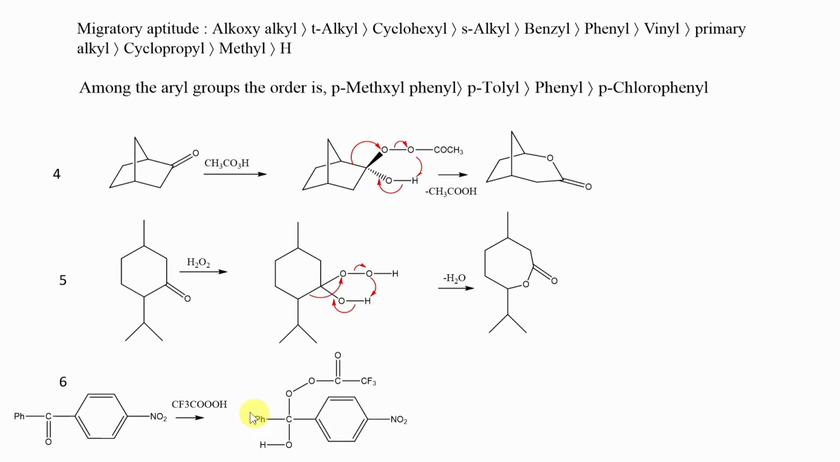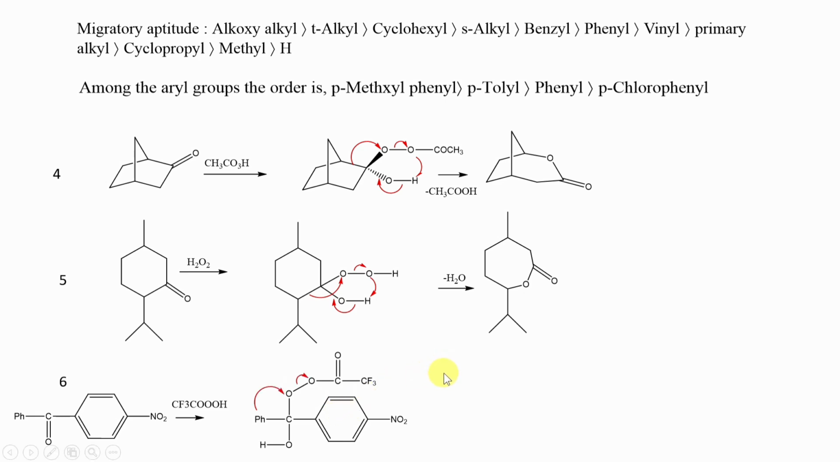Then this phenyl group, on comparing the migratory aptitude, the phenyl group will have greater migratory aptitude than the phenyl group with the electron withdrawing group, the para-nitrophenyl group. Thereby, the phenyl group will migrate towards the oxygen atom. You can see the migration.